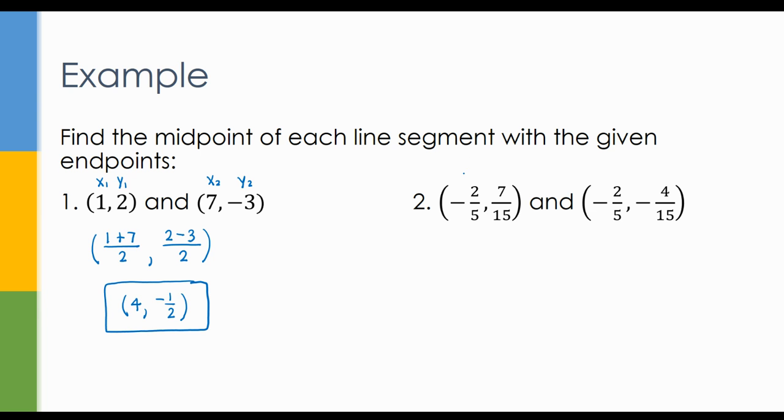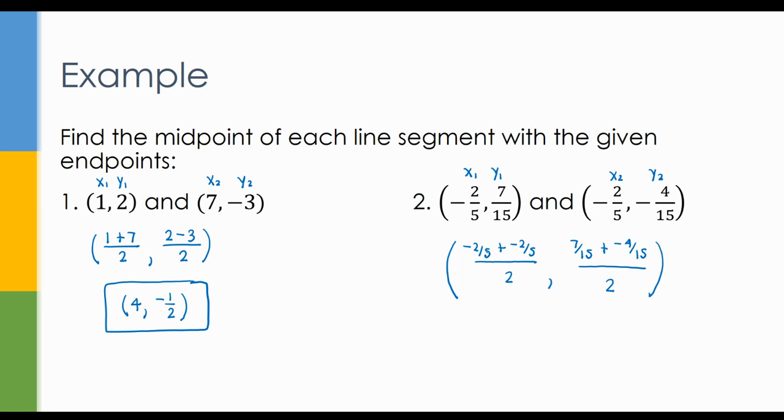If I look at the next pairs, I've got the first ordered pair, x1, y1, and the second ordered pair, x2, y2. So once again, I'm going to be averaging these. I'm going to take my x's, which is -2/5, and add -2/5, and then divide by 2. Then I'm going to take my y's, so 7/15, add that to the -4/15, and then divide that by 2.